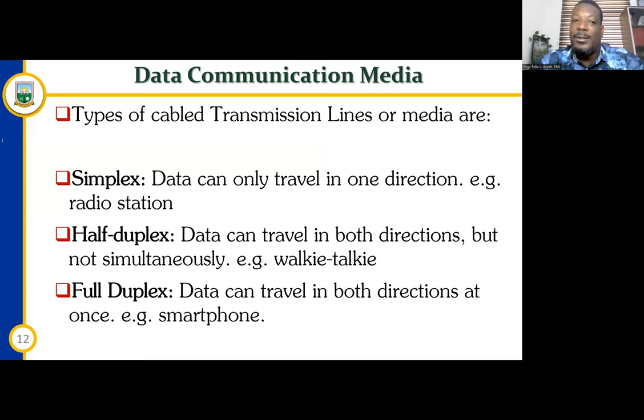Yes, sir. All right. So whether it's wireless or wired, it's just about the same. These are transmission lines that we normally talk about when we talk about how data is transmitted from one place to the other. It could be wireless, it could be cable. But the terms that we normally use for these transmissions are simplex, half duplex, and also full duplex.